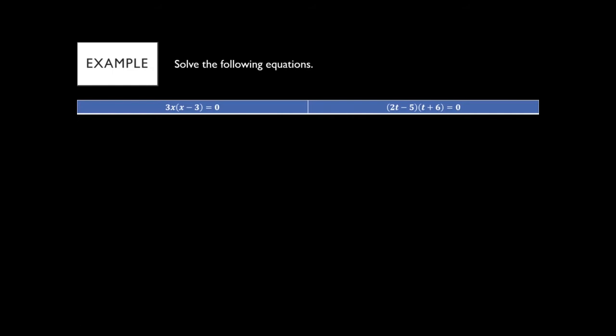So the first example here on the left, we have 3x times (x minus 3) equals 0. So we're going to use the zero product property.